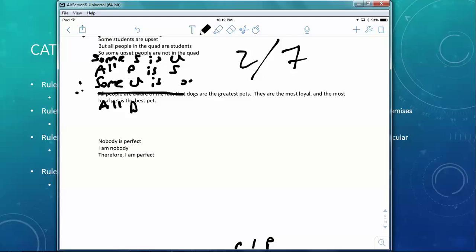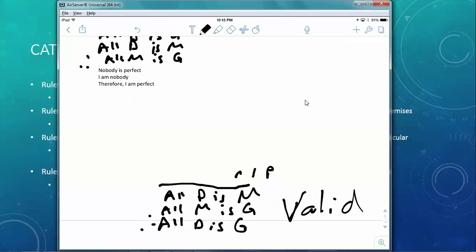All dog is G, greatest pet. All dog is most loyal. Therefore, all most loyal pet is greatest pet. This would have been invalid, and the reason is because M is distributed down here, but it's not distributed up here. So it's important to pay attention to what is actually being claimed, what is trying to be proved, and what is being used to prove that thing.